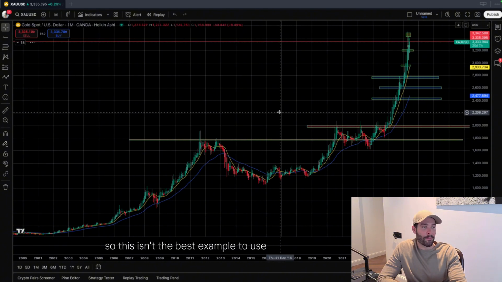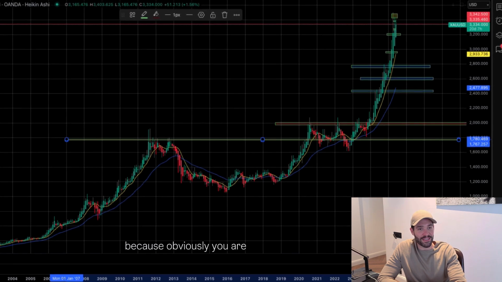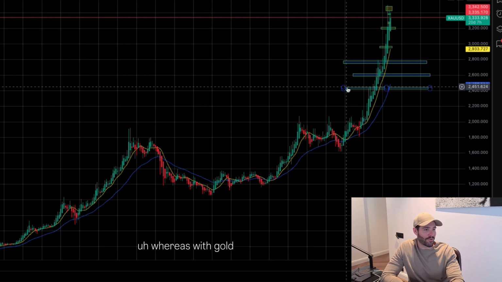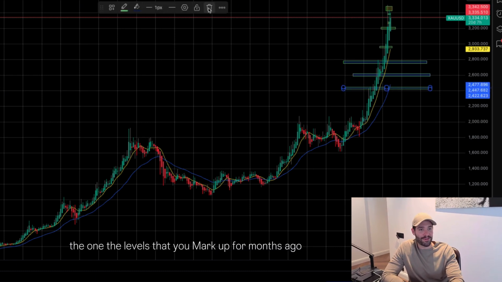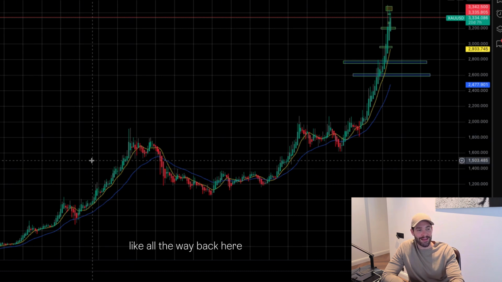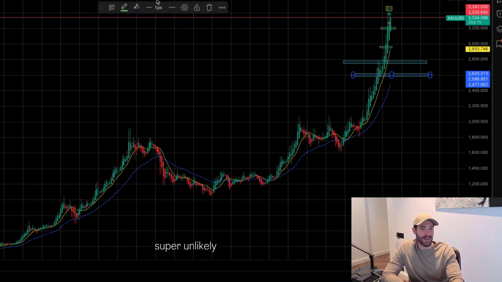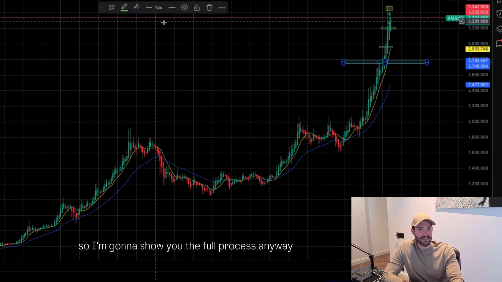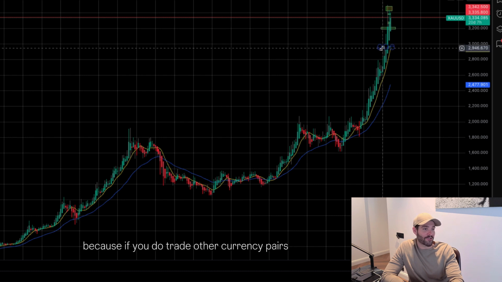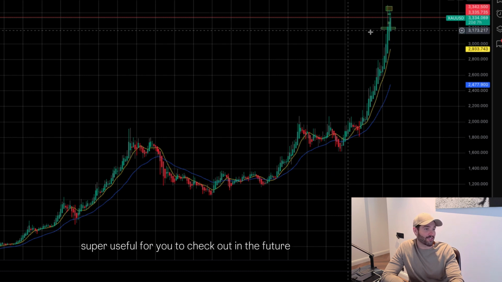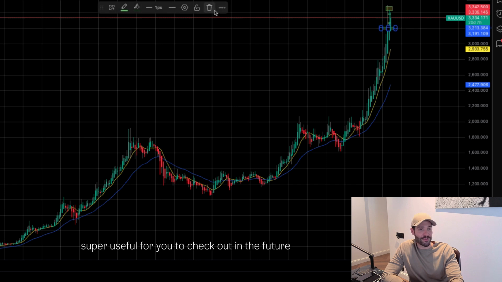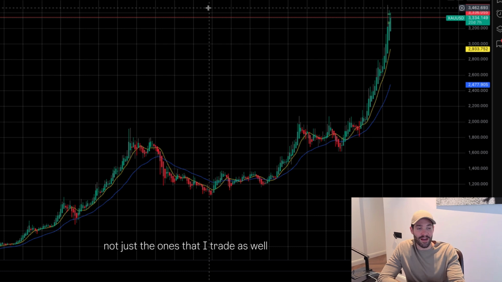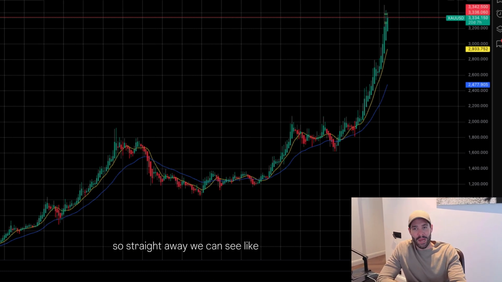So this isn't the best example to use because obviously you are going to see more ranging on most other currency pairings, whereas with gold, the levels that you mark up from months ago, like all the way back here, they're not going to be relevant because it's super, super unlikely that price on gold is ever really going to come back down to that level. So I'm going to show you the full process anyway, because if you do trade other currency pairs, it's still going to be super, super useful for you to check out in the future. And I want it to be relevant for all currency pairings, not just the ones that I trade as well.